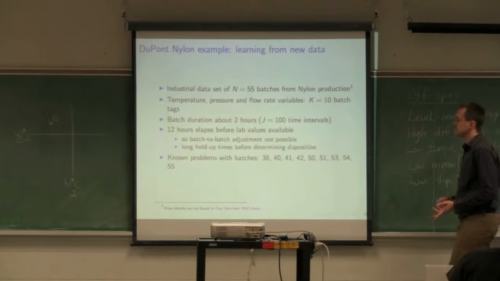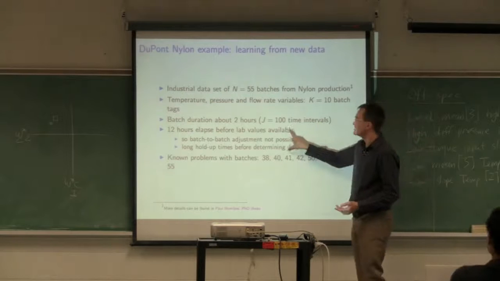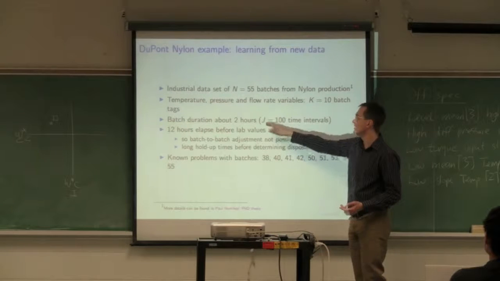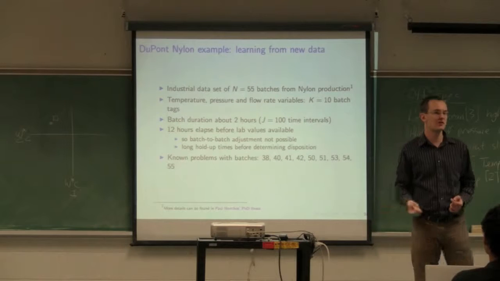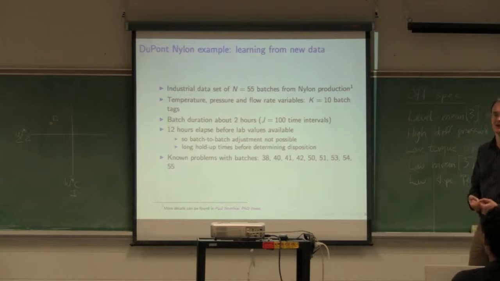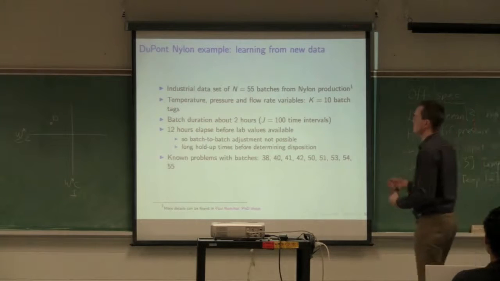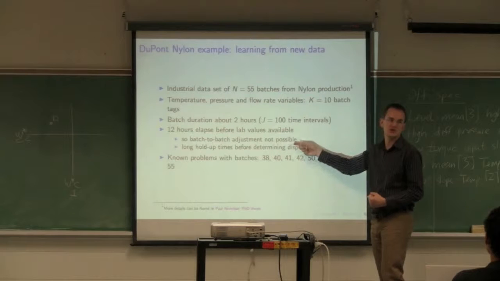Now, one thing that's interesting about this data set is that once the batch is over, these 2 hours are over, they take a sample, send it to the lab, but they have to wait 12 hours before they get an analysis back. That's a huge holdup time. For a 2-hour batch to wait for 12 hours before you can decide to discharge it to the next step in the process is a huge, huge holdup in a company that's producing many, many of these batches per year.